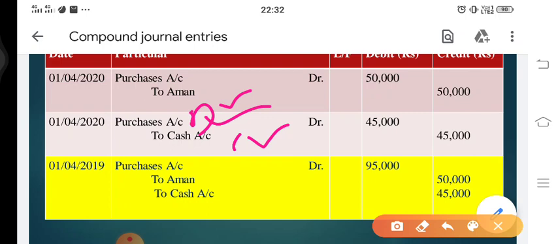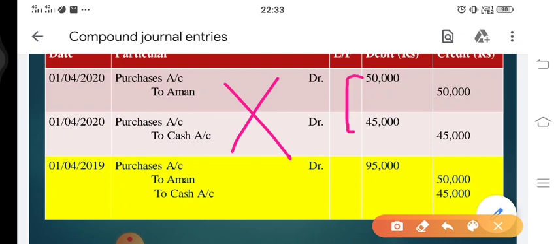Now instead of passing these two entries, because the transaction is happening on the same date, and in both the cases purchases is being debited, we can have a common entry, a compound entry, that is purchases account debit. Purchases debit 50,000 here and 45,000 here. That means both can be added. So purchases will be debited with rupees 95,000, that is 45,000 plus 50,000.